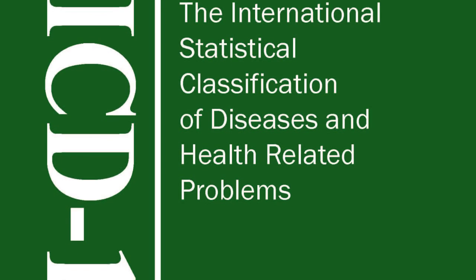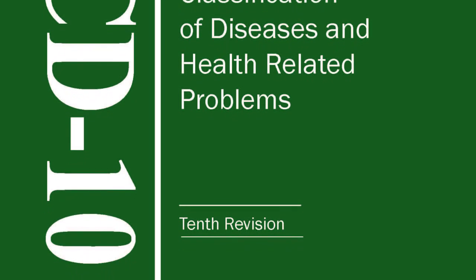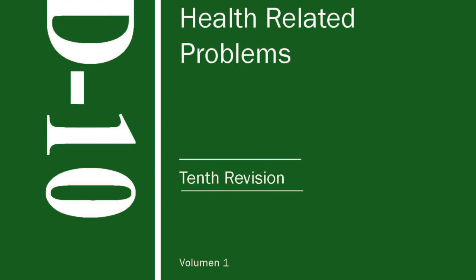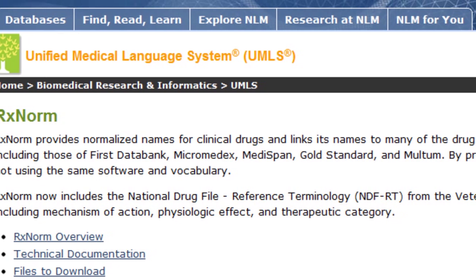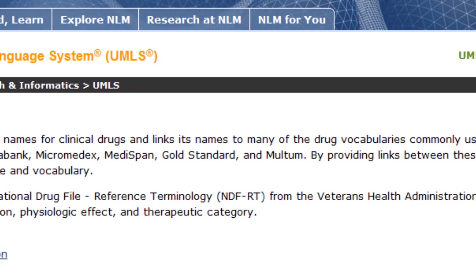Modern medicine is an ever-expanding field, so it's no surprise that there exists an ever-expanding dictionary of specialized medical terms. Two of the most commonly used ones are ICD-10, the International Classification of Diseases, and RX-Norm, a normalized dictionary used to classify prescription drugs.